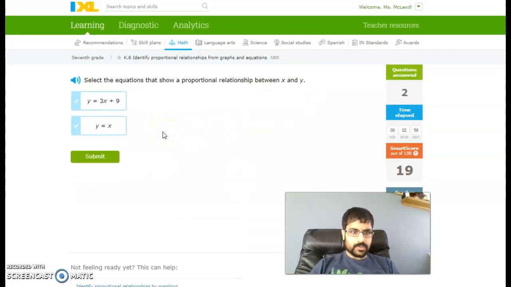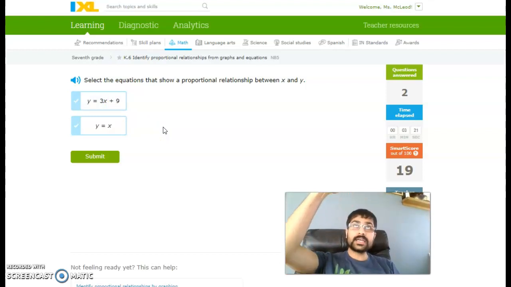Alright, ooh, equations. A lot of you get triggered by equations because they don't look as clear as the graph, but it still means the same thing. We just need to think about what this would look like in a graph. So y equals 3x plus 9, y equals x. The difference between these two equations is that this one has a y-intercept that isn't 0, plus 9. That means that the graph is going to be offset 9 ticks up on the y-axis, which means that those two, x and y, aren't going to be proportional.